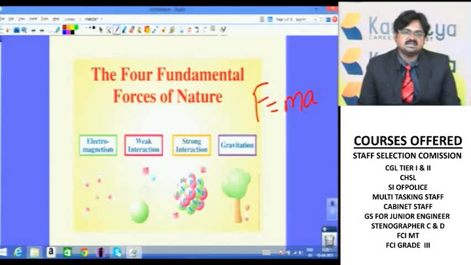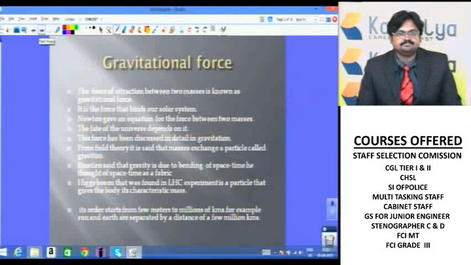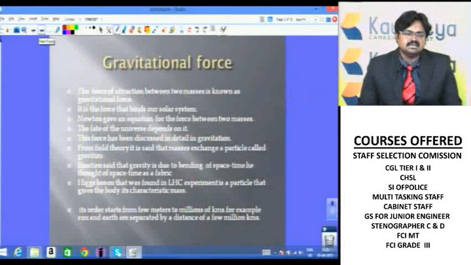Let us first discuss the gravitational force. Now what do you mean by the gravitational force? Gravitational force is a force that acts between two large bodies. When I have two large bodies like Earth and Moon, these two objects attract one another with a force. That force I will call a gravitational force.